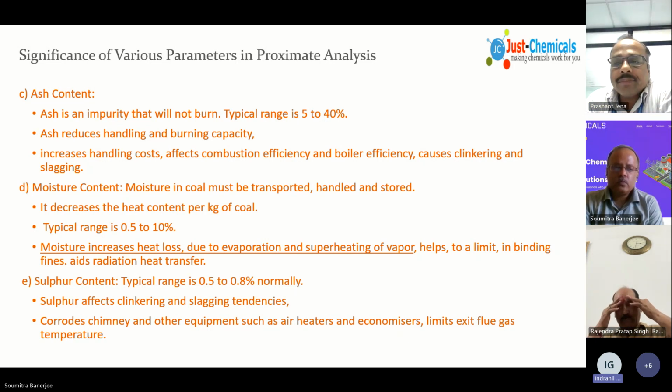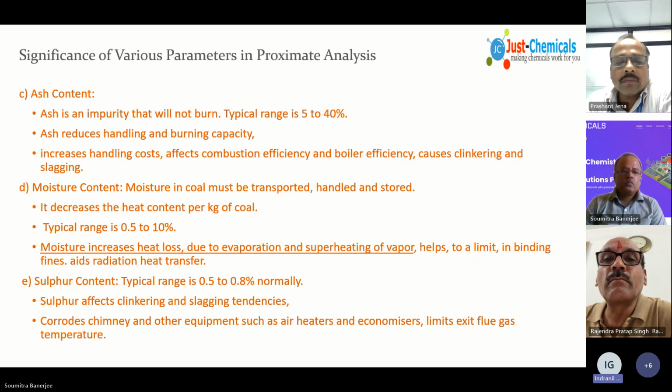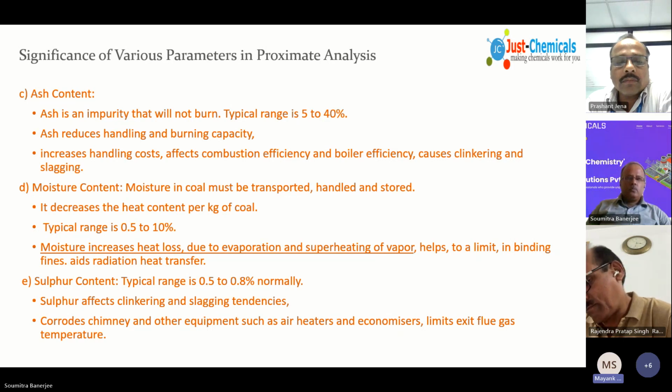Is it RB2 or RB3? Prashant ji, RB2 or RB3 is basically South African coal. You are talking about Indonesian coal. Exactly. In Indonesian coal, what I have seen, you have a range from 0.1 to 1.5 level of sulfur.